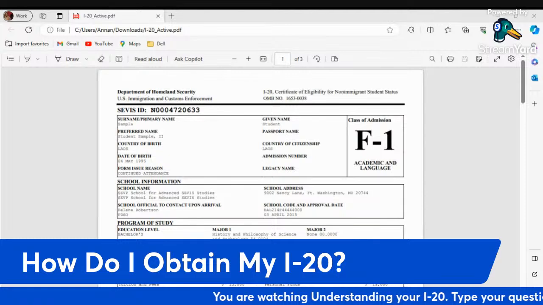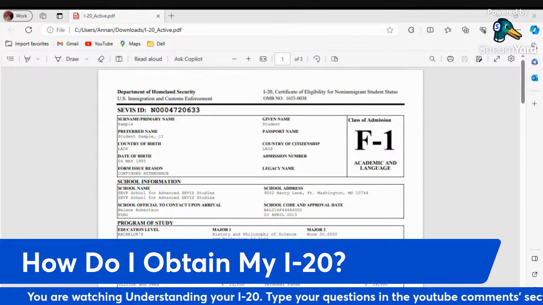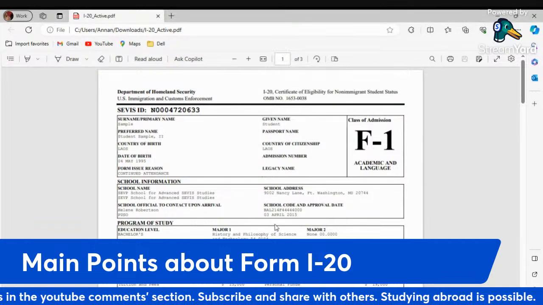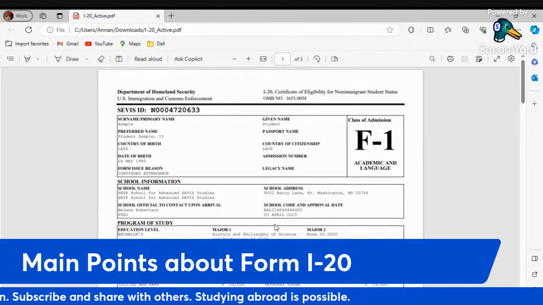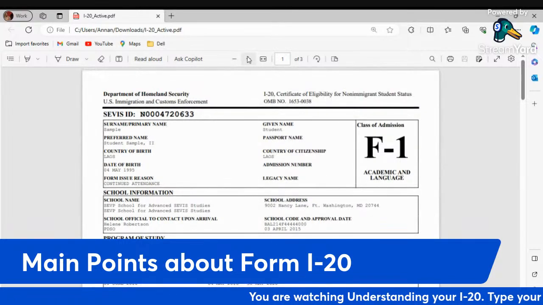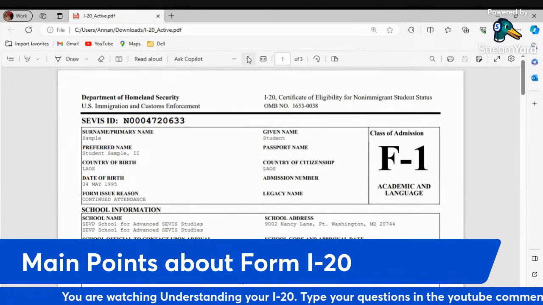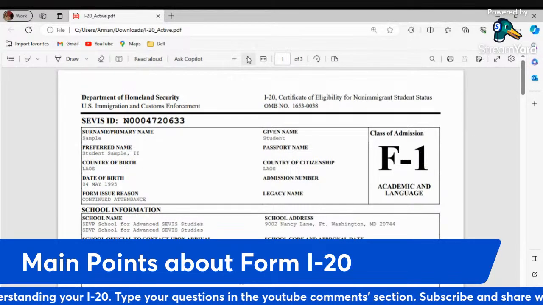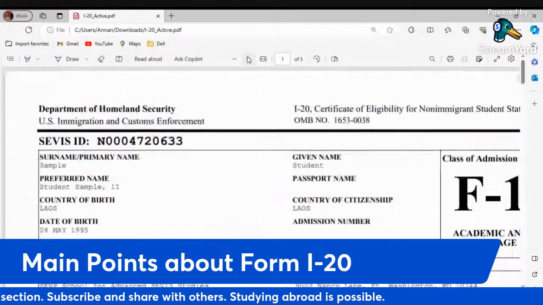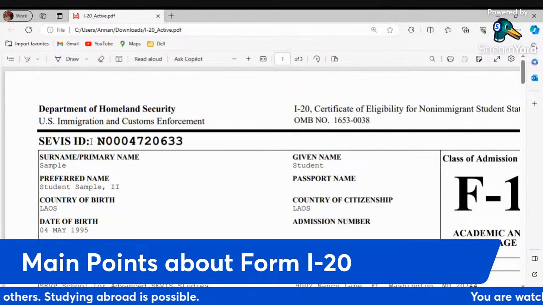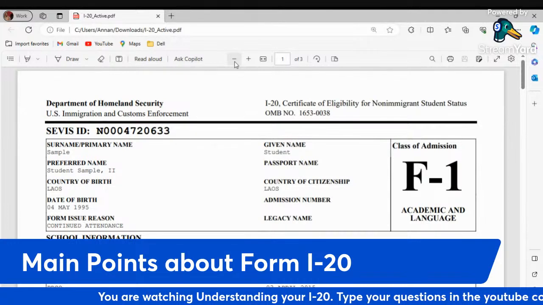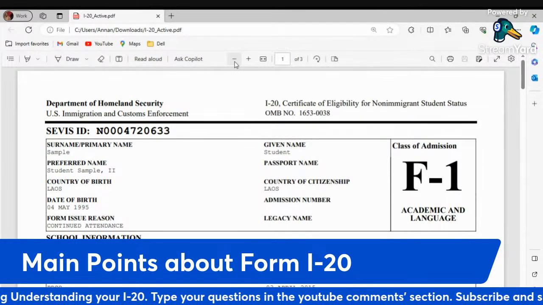Let's go to the main points about Form I-20. There are several things you have to know. The Form I-20, as you can see, has a SEVIS ID. Some people pronounce it one way, others another way, so depending on your English teacher, you'll know the pronunciation. The SEVIS number is very important because it helps you to fill in your DS-160 and also your CGI portal.